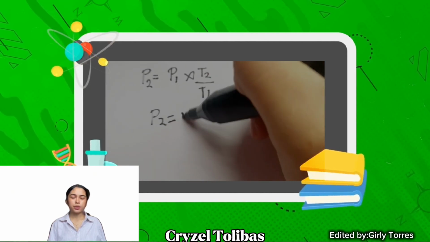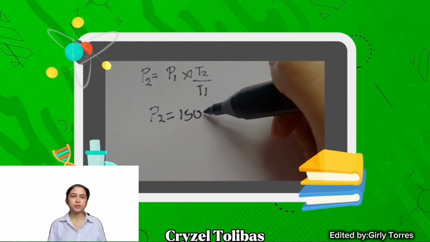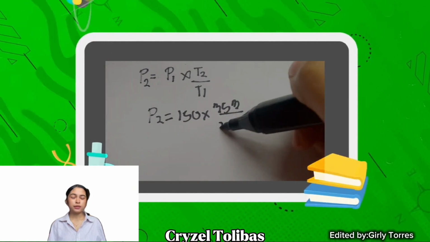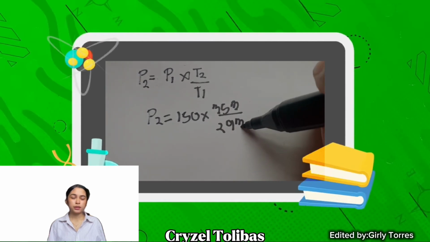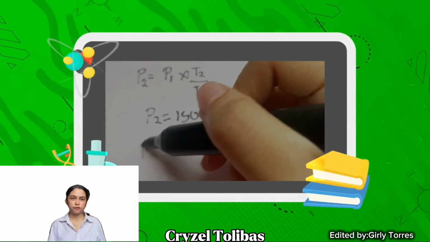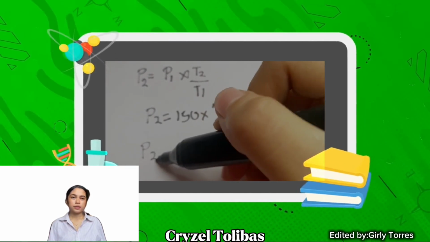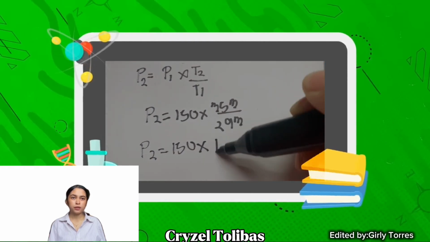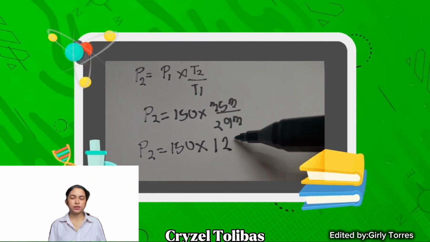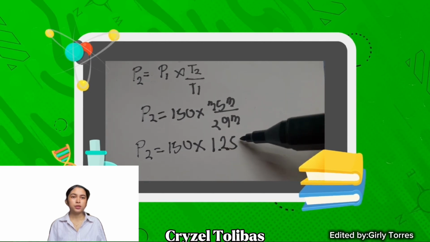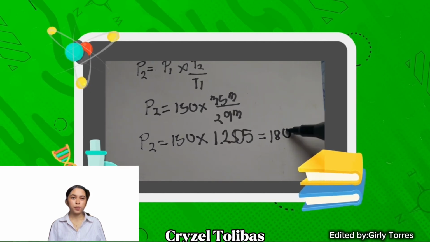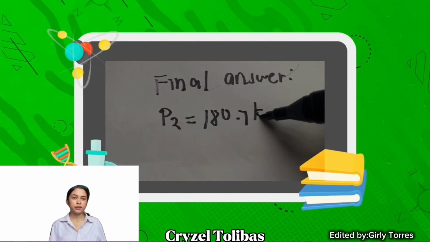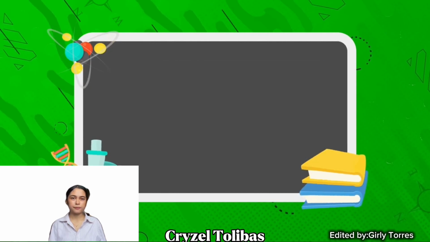So P2 is equal to 150 times 353 over 293. Let's divide that, so it is equal to 1.205. Next, P2 is equal to 150 times the ratio of T2 and T1, which is 1.205. So that will be 180.7 kPa. So the final answer is 180.7 kPa.